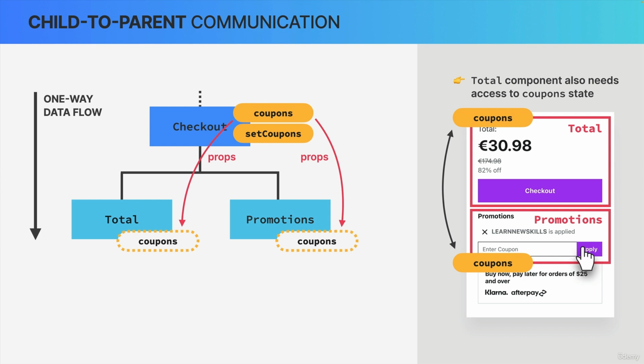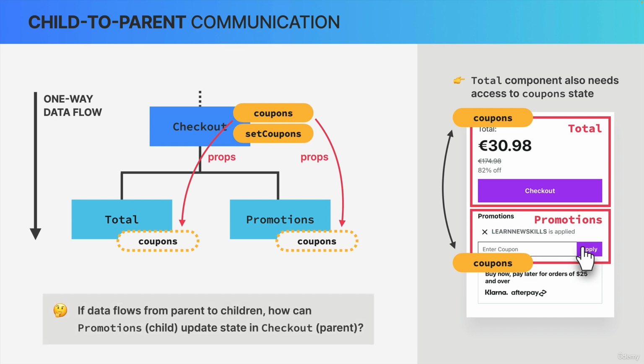Because after lifting the state up, it now lives in the parent component. So not in the promotions component anymore. Promotions only receive this data via props. But as you know, we cannot mutate props. So that's one of the hard rules of React. So what we're asking here is, if we have one-way data flow, so if data can only flow from parents to children, then how can the child component promotions update the state that lives in the parent component checkout?